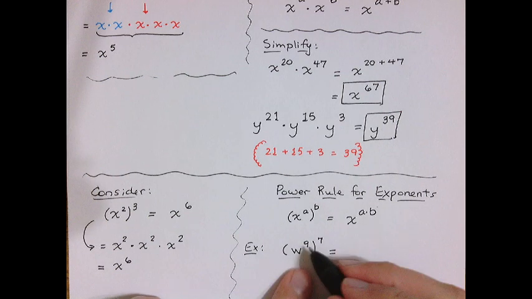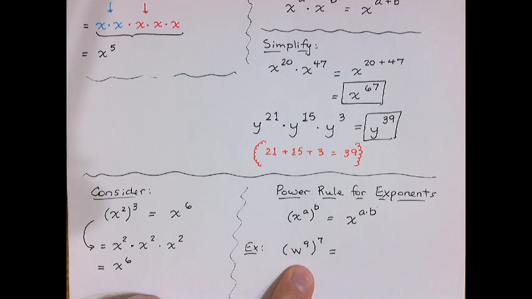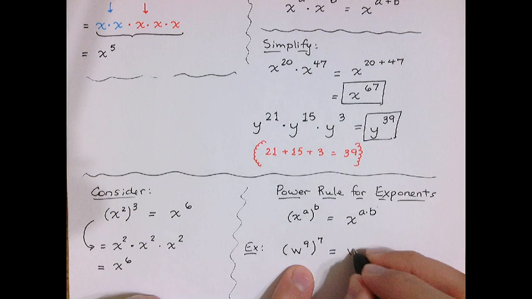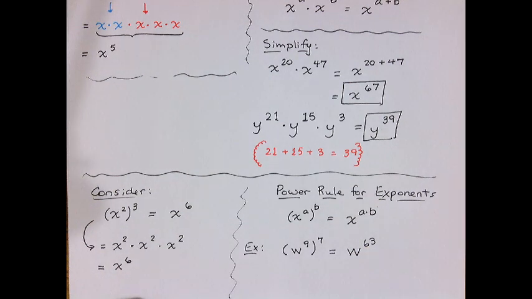So you have 9 factors of w, but you've got 7 sets of 9. So 7 sets of 9 means that you have 9 times 7, and we have w to the 63rd.